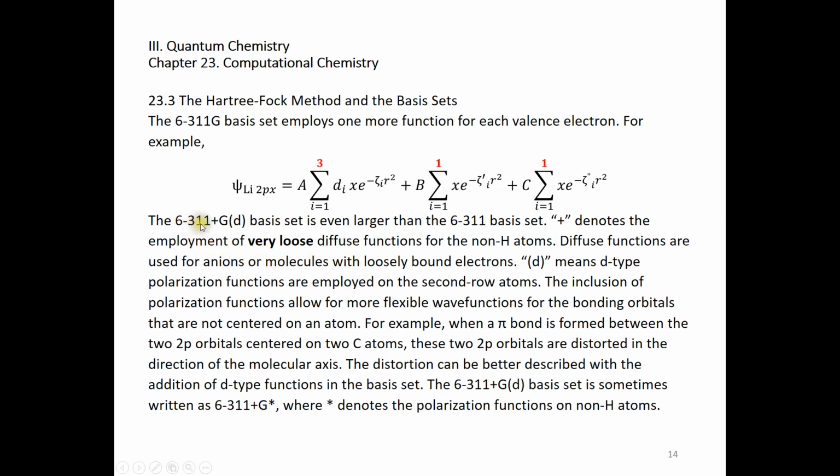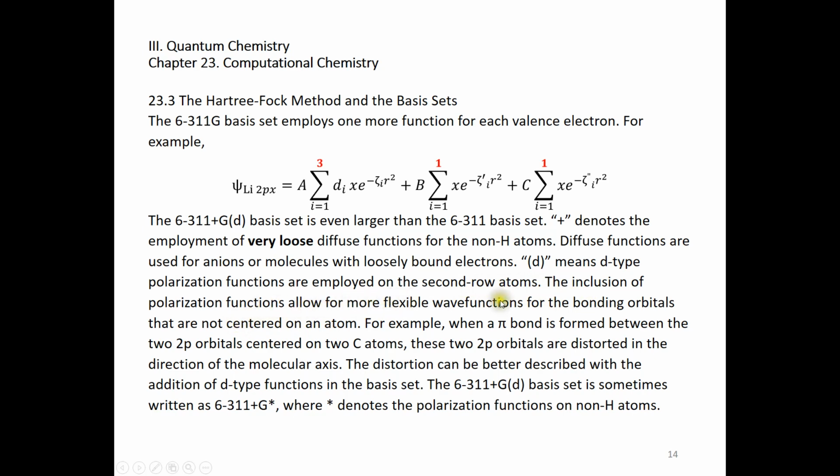This 6-311+GD basis set is even larger than this one. So this plus means we're going to employ very, very loose diffuse functions for non-hydrogen atoms. Alright, they're called diffuse functions. They have a really wide distribution in space. Diffuse functions are often used for anions or molecules with loosely bound electrons. And D means we're going to use D-type polarization functions on second row atoms like carbon, nitrogen, oxygen. The inclusion of those polarization functions allow for more flexibility.